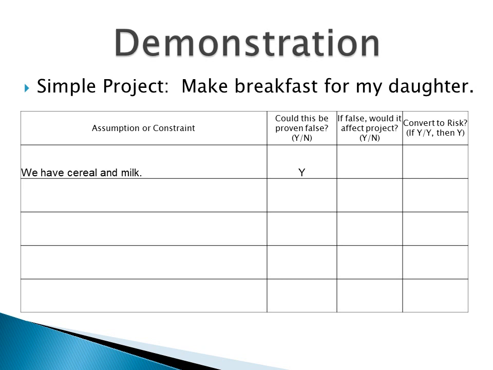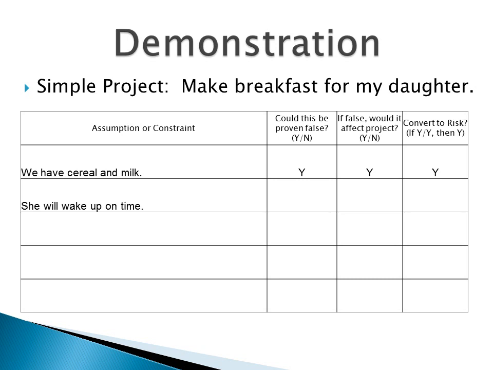There is a possibility that we are out of milk or cereal. If there is no milk or cereal, it will affect my ability to make breakfast for her. Therefore, this should be converted to a risk and acted upon appropriately.